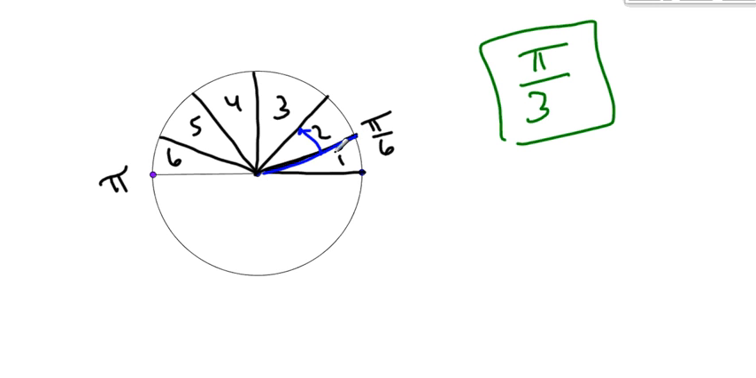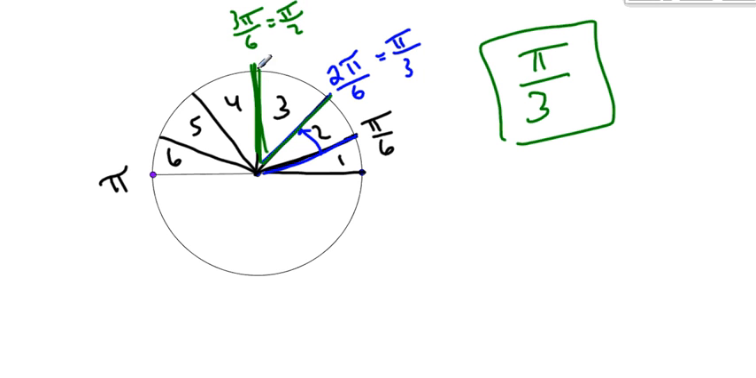If I go another pi over 6, then I'd have 2 pi over 6. Oh, so just pi over 3? Yep, we already saw that one in my last drawing. 1 pi over 6, 2 pi over 6. This would be 3 pi over 6, which reduces to pi over 2, which we already knew. This one would be 4 pi over 6, which reduces to something we already had. And this one, 1, 2, 3, 4, 5 pi over 6. And then it's 6 pi over 6, or just pi.